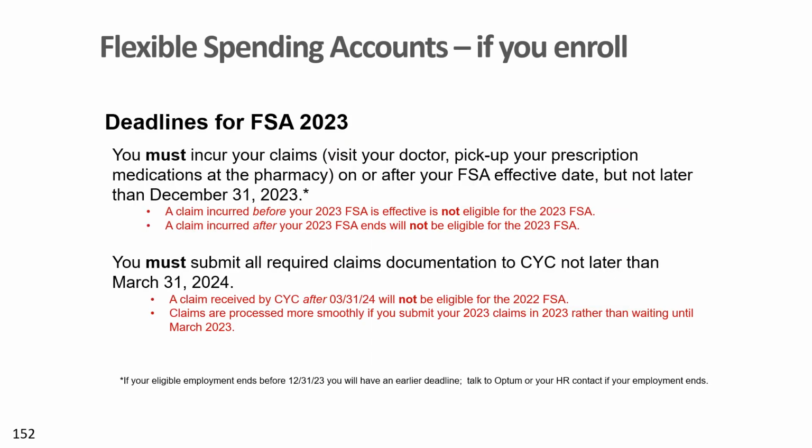The deadlines to use a 2022 FSA mean that you must incur your claims on or after your FSA is effective, but not later than December 31st. Or if your employment ends before December 31st, you would have an earlier deadline. Talk to my office or your HR contact if your employment ends before the end of the year.